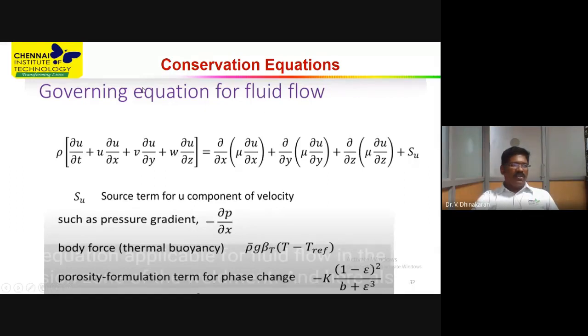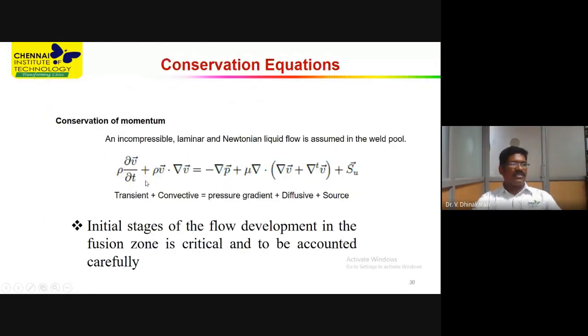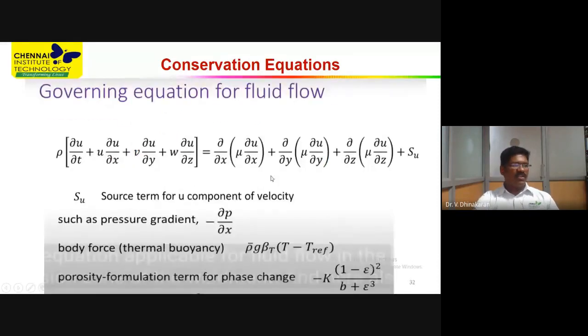So I told you the governing equations for fluid flow. Okay, so this is the same equation. I have expanded the same equations here with fluid flow, in the different directions: the x direction, y direction, z direction, and the source term. The source term, the SU, has to be defined based on the problems. So such as pressure gradient, if you include the pressure gradient, then minus dou p by dou x, you have to replace the SU by minus dou p by dou x.